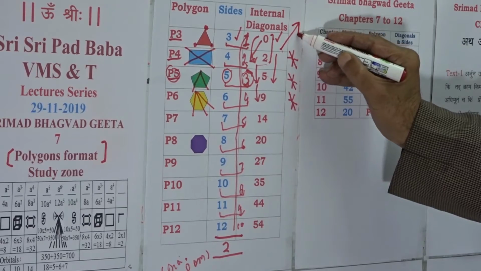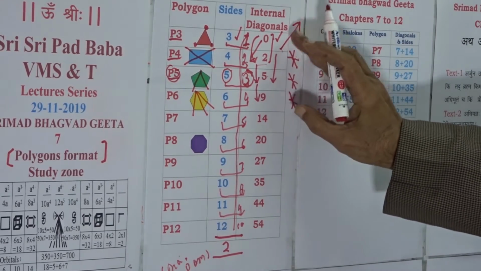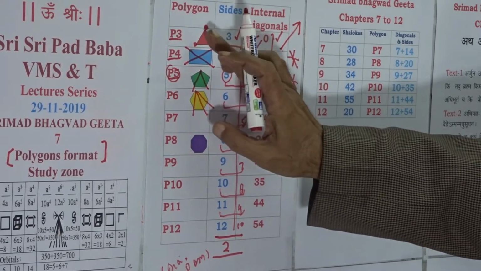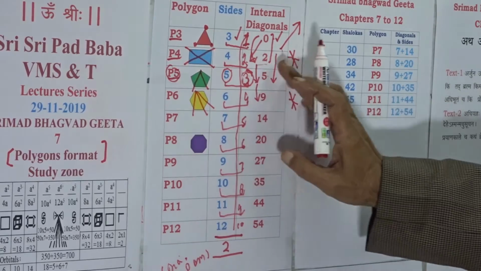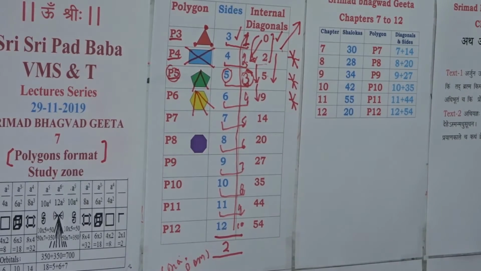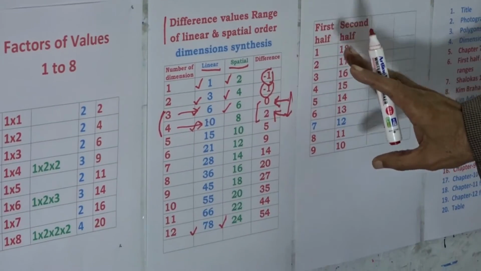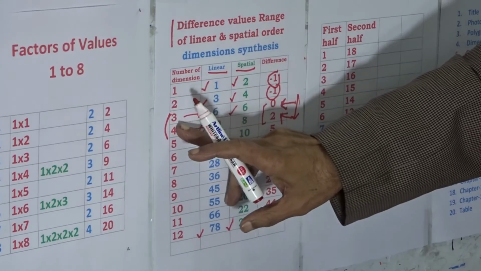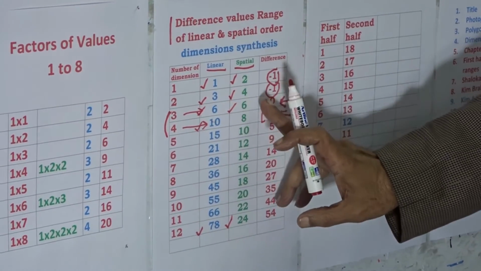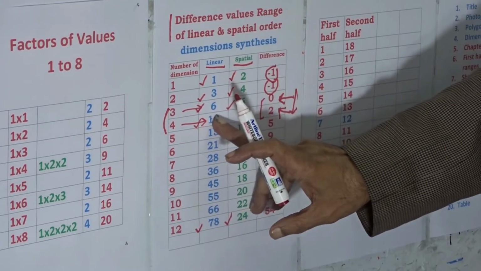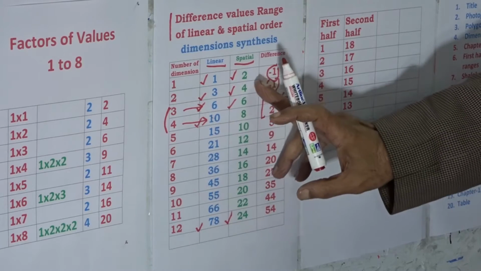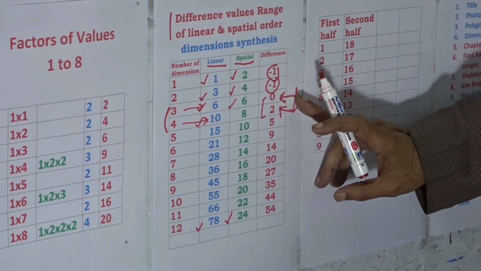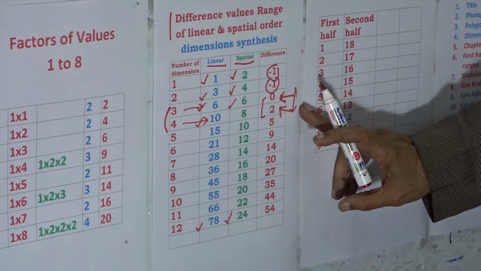So the difference value, the increased value for the internal diagonals of polygon 3 and polygon 4 is 2, and likewise the difference value, the increased value for the triple linear dimensions and quadruple linear dimensions on the one side and spatial on the other side will lead to value 0 to 2, increase is 2.